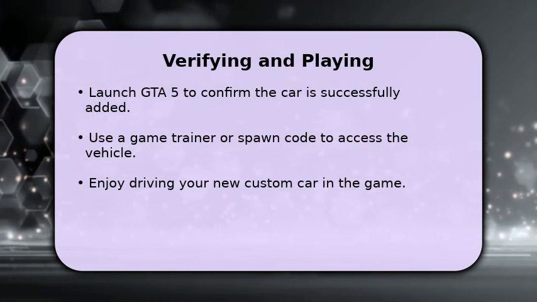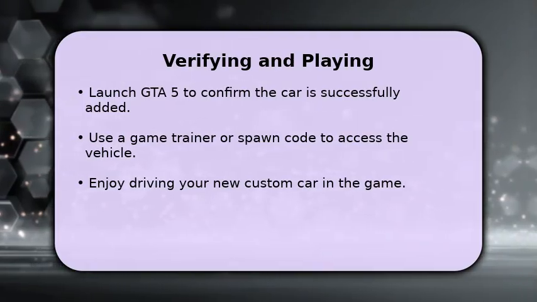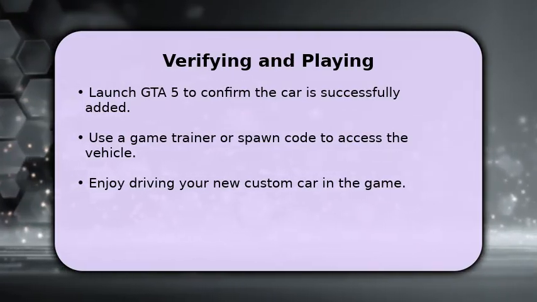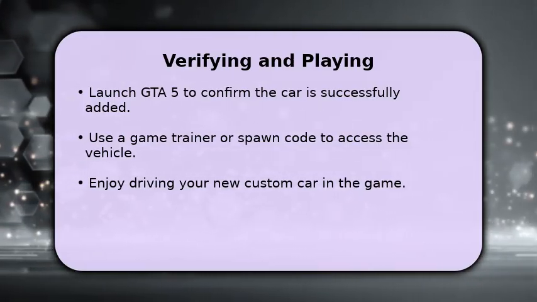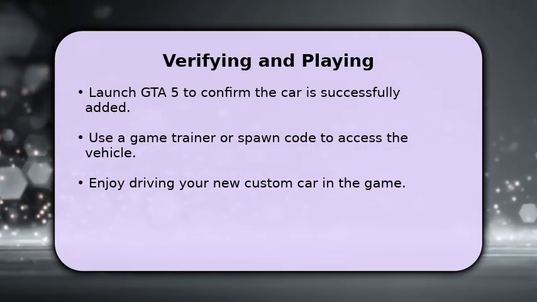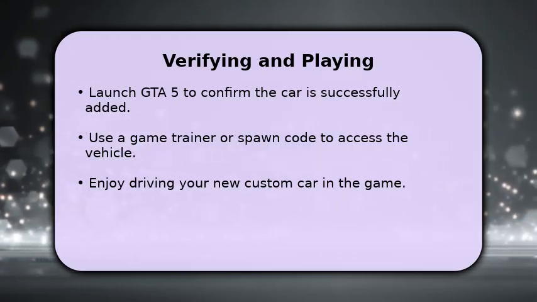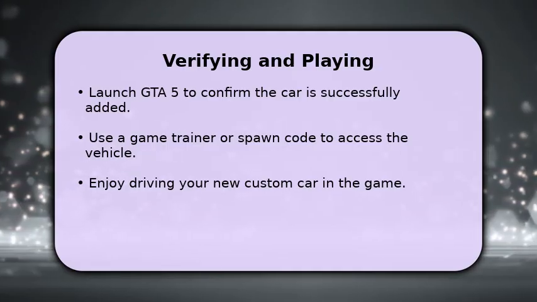After placing all the files correctly, launch GTA 5 to see your new car. You might need a game trainer, like Simple Trainer, to easily spawn the vehicle in-game, or you may find a specific spawn code in the mod's instructions. Take your new Rolls Royce Phantom for a spin and enjoy the enhanced driving experience.